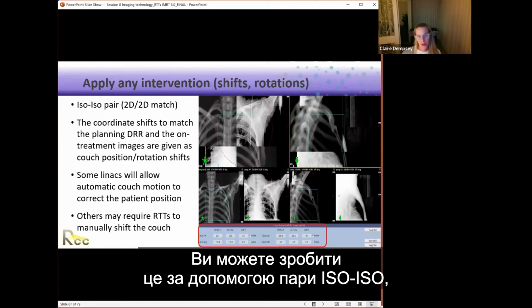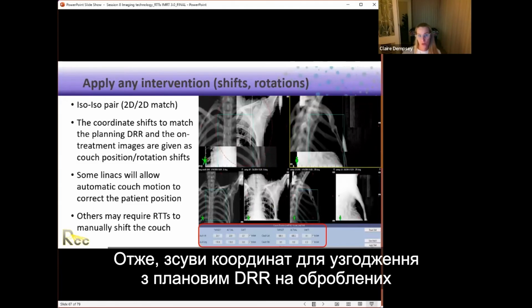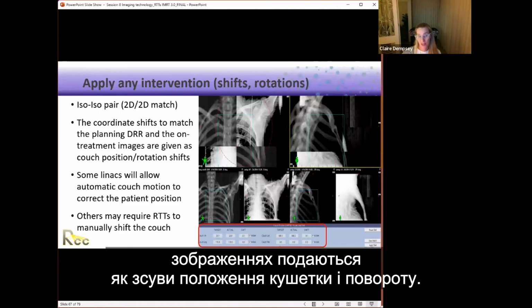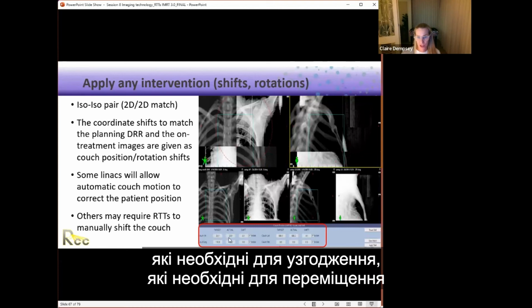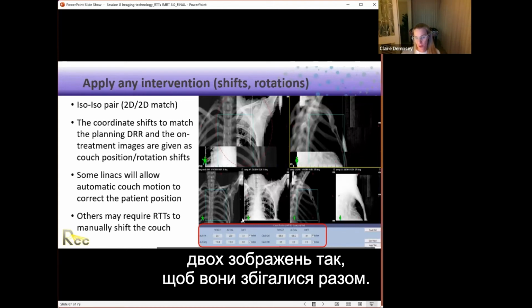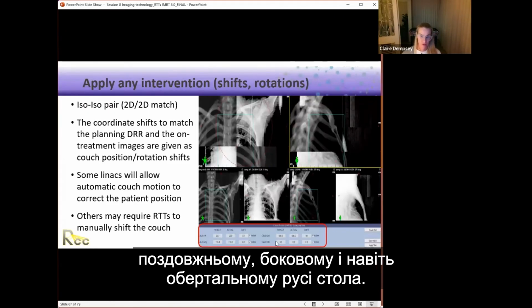So you can do this using an ISO pair, so a 2D to 2D match. So the coordinate shifts to match the planning DRR on the treatment images are given as couch position and rotation shifts. It's a little bit hard to see down the bottom here, but you've got the shifts that are required to move the two images so that they match together. So we're talking about very small shifts of less than a millimetre in vertical and longitudinal, lateral, and even rotational motion of the couch.